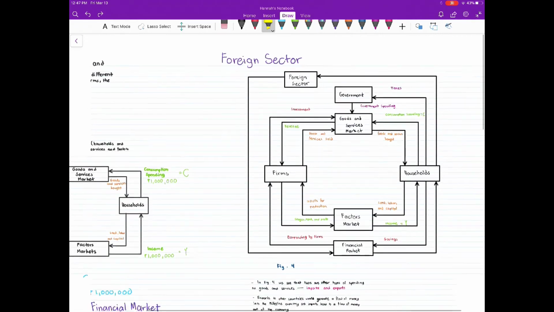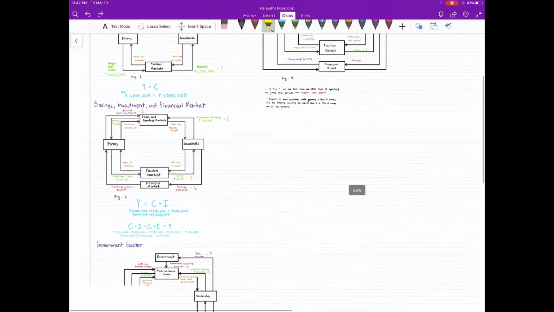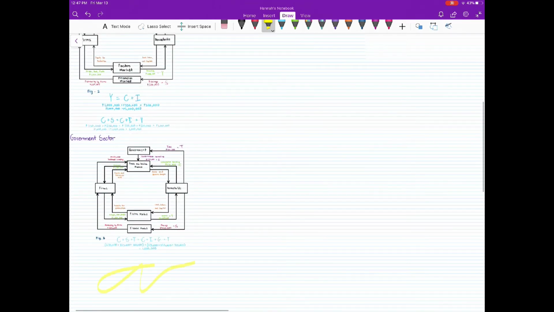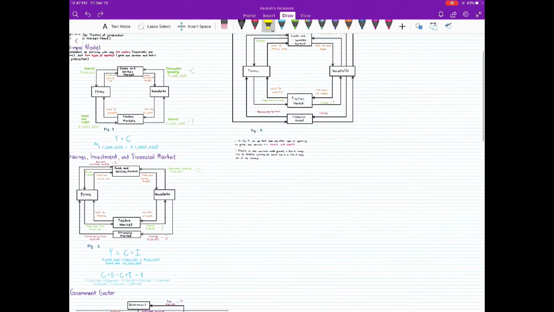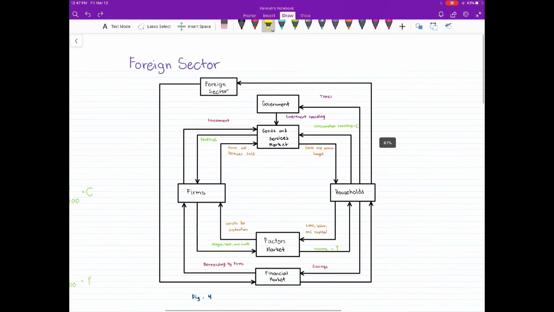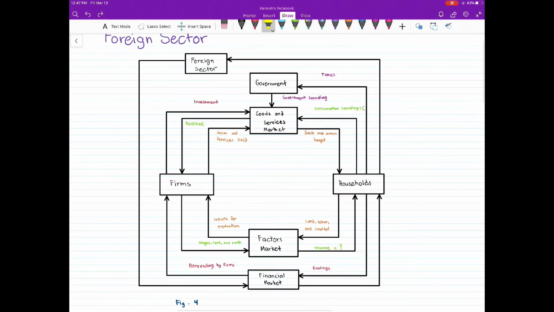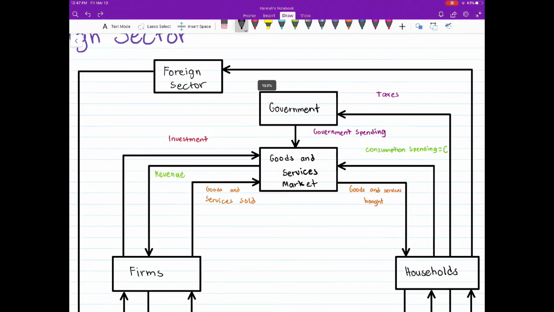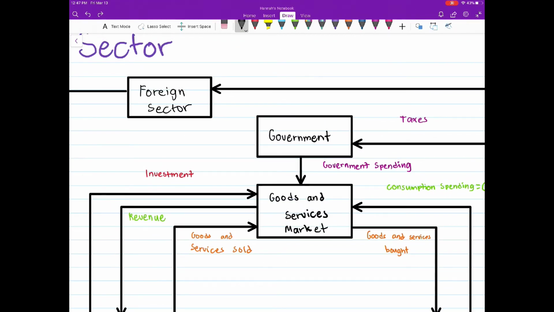I moved it up here because there's no more space. I've chosen pink for this. I have some missing lines actually. From the foreign sector, it would go to the goods and services market. Okay, how do I write that?